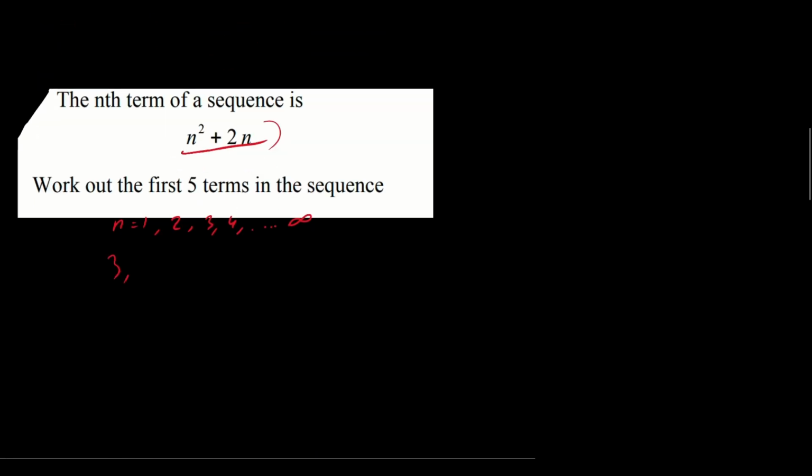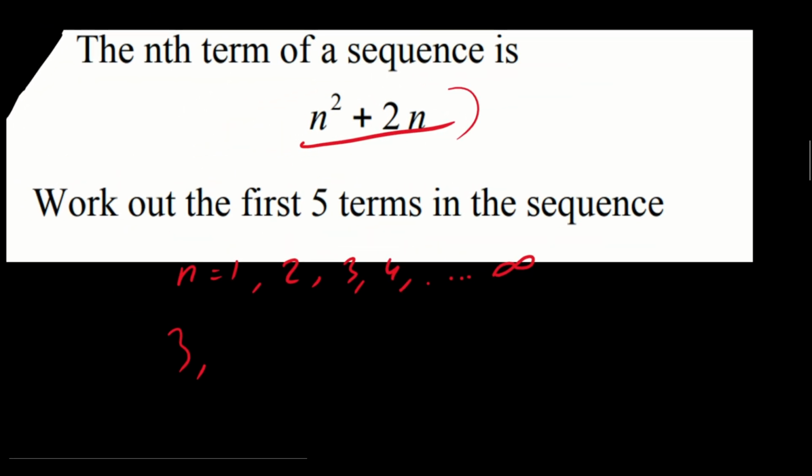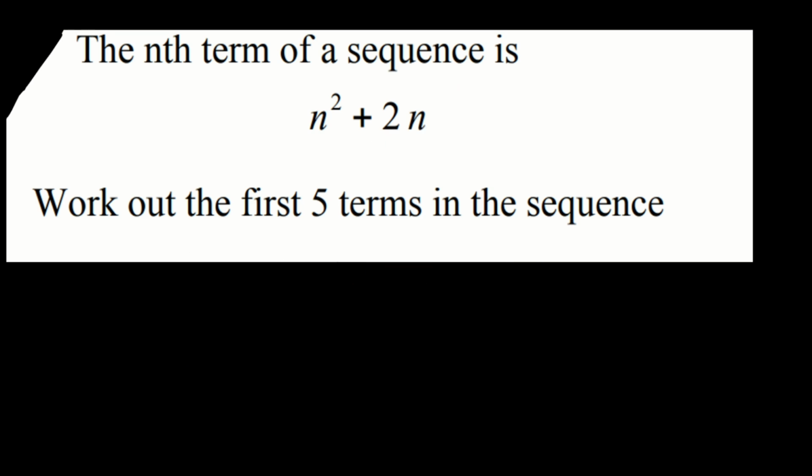Okay, now let's move on. With this question, you have to find the first 5 terms of the sequence. To do that, you just have to plug in n equals 1 until 5 into this equation. n represents the position, so the first value is when n equals 1.